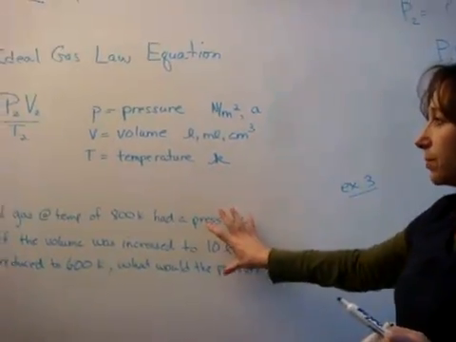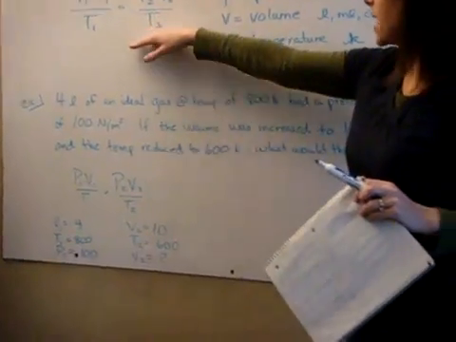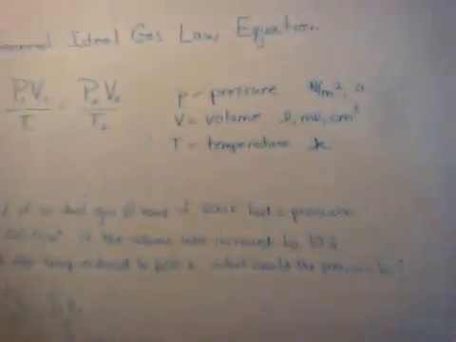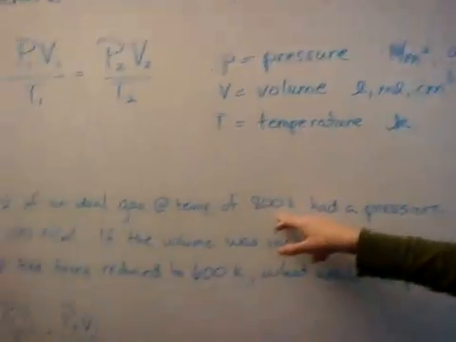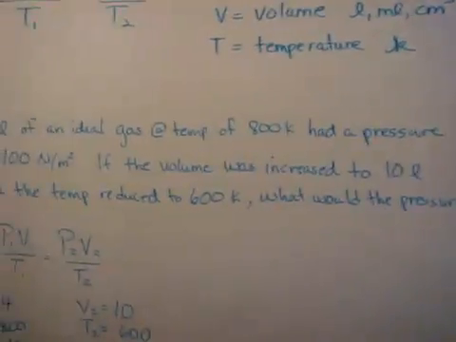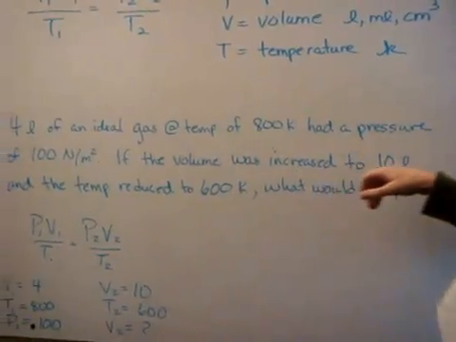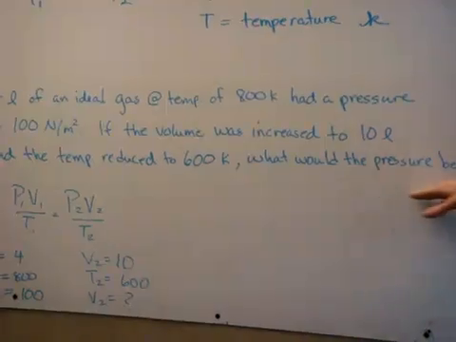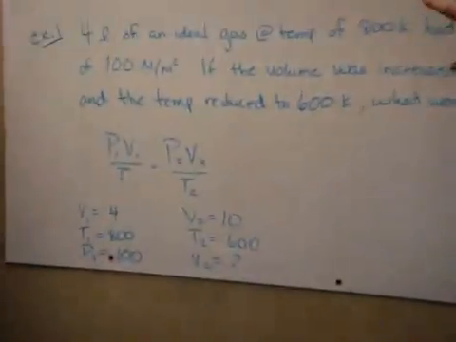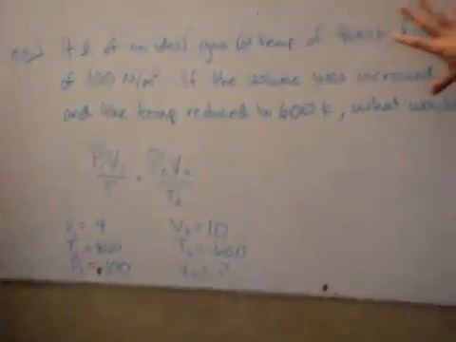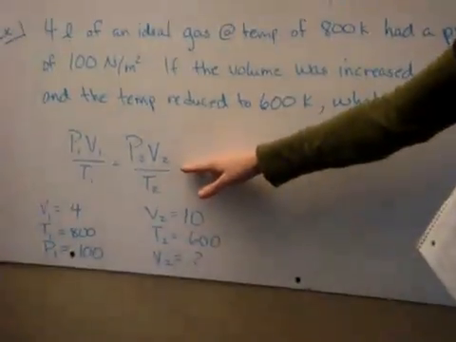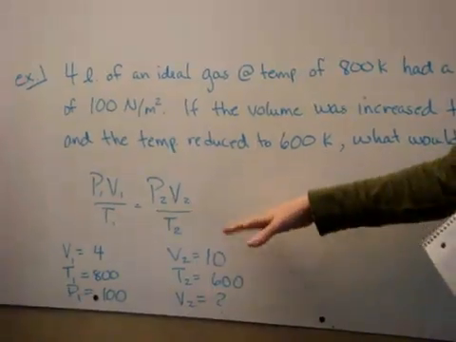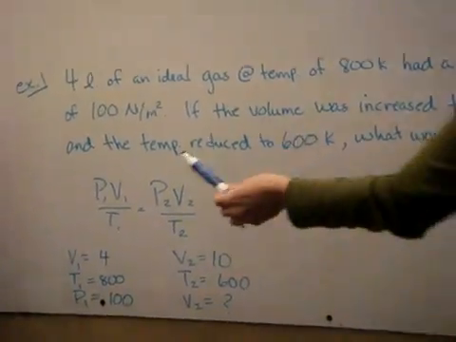So let's look at an example of how we use the ideal gas law equation to solve this chemistry problem. The problem is 4 liters of an ideal gas at a temperature of 800 Kelvin had a pressure of 100 newtons per meter. If the volume was increased to 10 liters and the temperature reduced to 600 kelvins, what would the pressure be? So what we have to do is extrapolate out of this word problem what we need to fill in this equation. It's real simple. This is not difficult. It's not like the distance problems. These are simple ones.